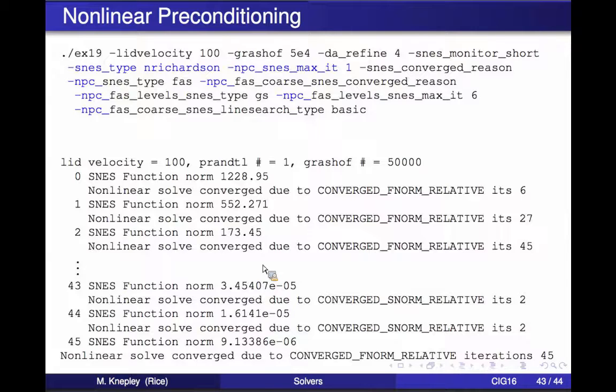And the cost is nothing. It doesn't cost anything extra, basically. It's just the right combination. And so it takes 45 iterates to converge. Not bad. What if I use something better than steepest descent?